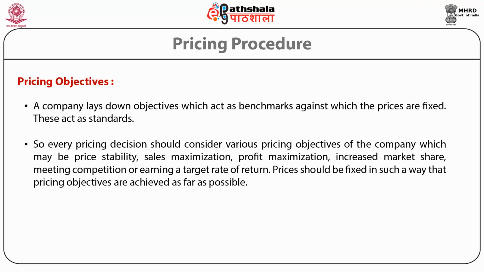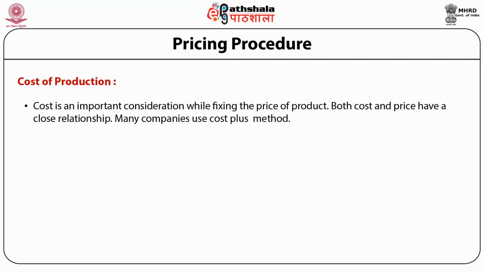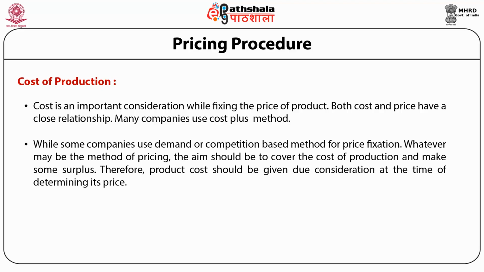Then comes cost of production, which is to be considered while fixing the price of the product. Both cost and price have a very close relationship. Many companies use a cost-plus method, while certain other companies use a demand or competition based method for price fixation. Whatever the method of pricing, the aim should be to cover the cost of production and make some surplus. Therefore, product cost should be given due consideration at the time of determining its price.